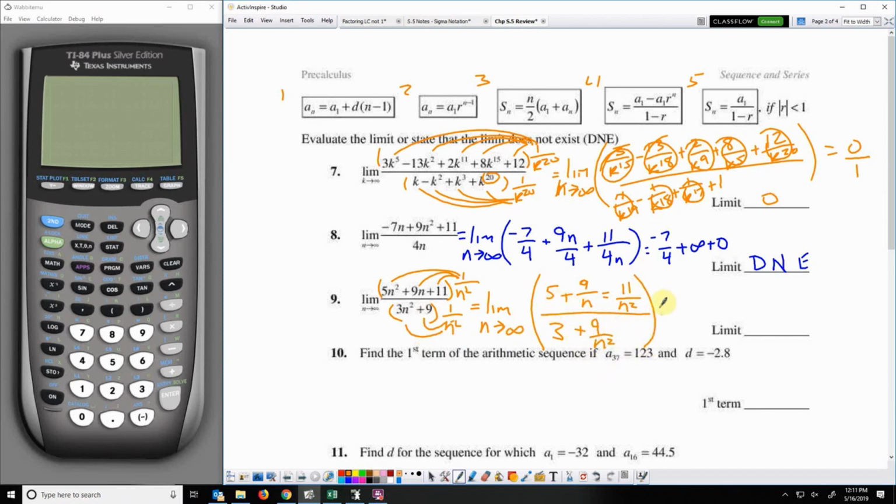So 5 is not affected by the n. It stays 5. 9 over n, as n gets bigger, this fraction will approach 0 because the denominator is getting bigger. Same here. So plus 0 plus 0. This 3 is not affected. And 9 over n squared, the denominator is growing, making that fraction approach 0. So 5 plus 0 over 3 plus 0 is a limit of 5/3.